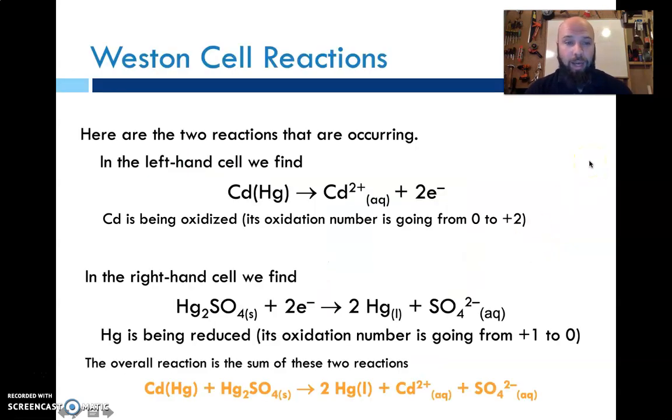So let's look at the cell reaction. The two reactions, the oxidation and reduction reactions that would be occurring: on the left-hand side, you would find that the cadmium mercury amalgam here would produce cadmium cations and 2 electrons. Thus the cadmium was being oxidized. And on the right-hand side, the mercury sulfate would take those electrons and reduce to become the liquid mercury and sulfate ions. So the mercury was being reduced, and the sum of those two reactions, with the electrons canceling each other out, is shown below here in orange.